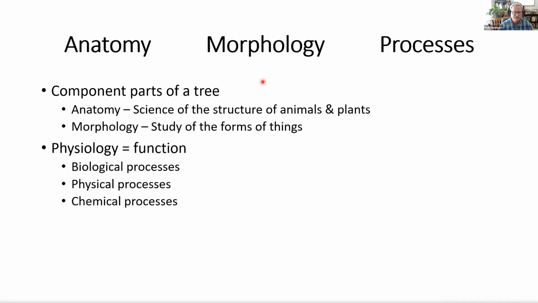So we're going to talk about anatomy, morphology, and processes. Component parts of a tree. Anatomy is the science of the structure of animals and plants. Morphology is the study of the forms that those things take on. Physiology has to do with the function of these parts. What are the biological processes, chemical and physical processes involved, and what do they do?